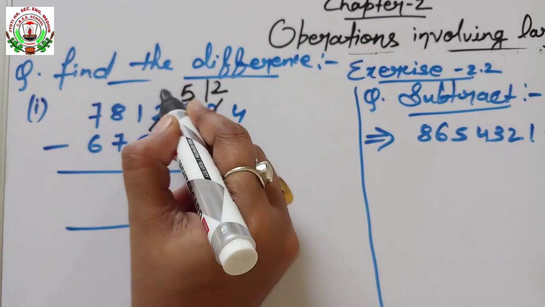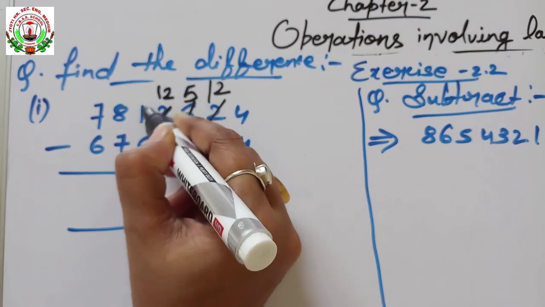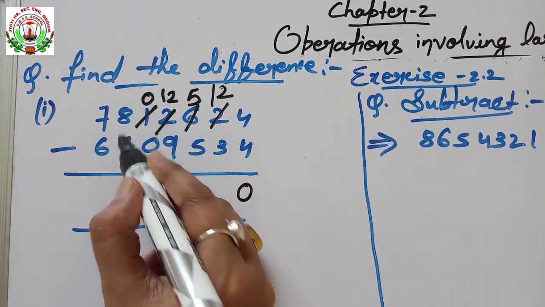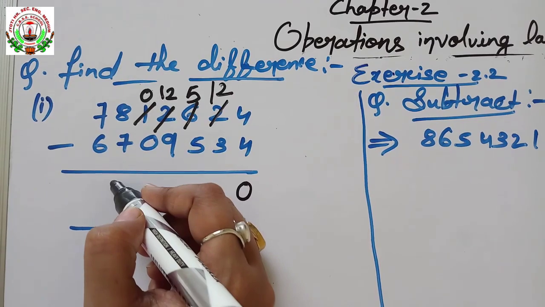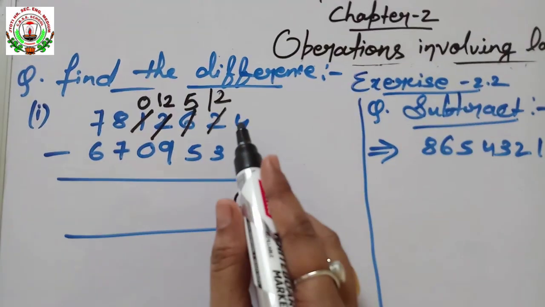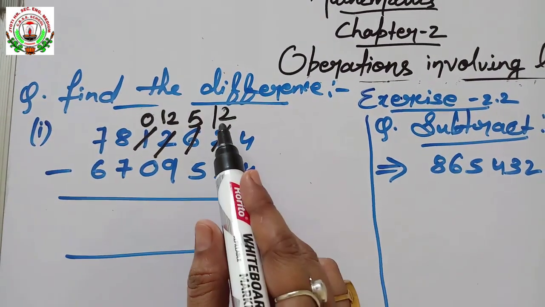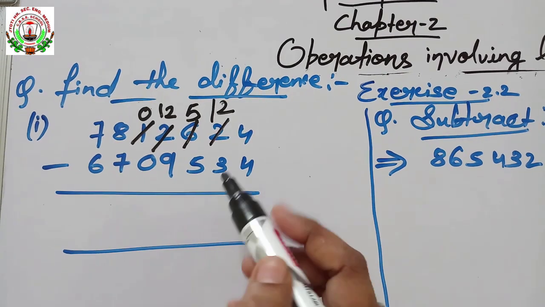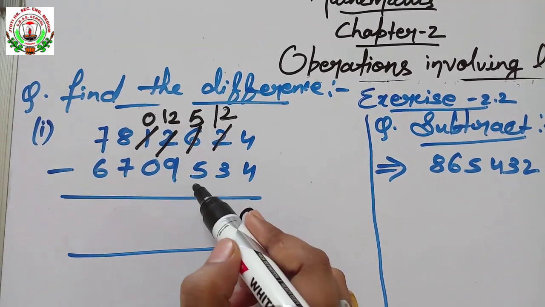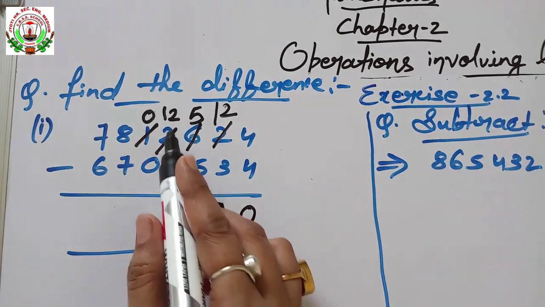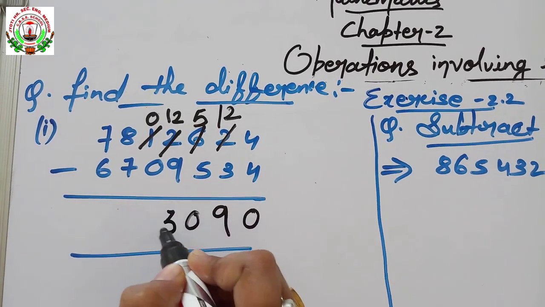So what we will do? We will write 2 as it is and borrow from here. Here this one is greater, so we can easily subtract this. So 4 minus 4 will be 0. 12 minus 3 is what? 9. 5 minus 5 will be 0. 12 minus 9 is 3.